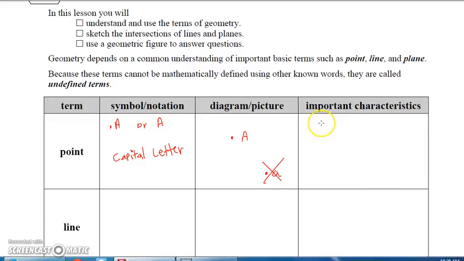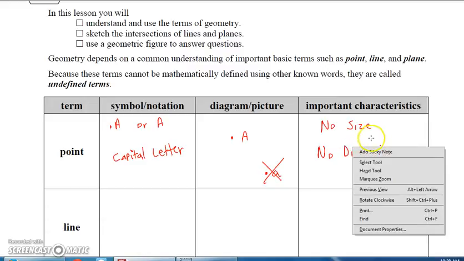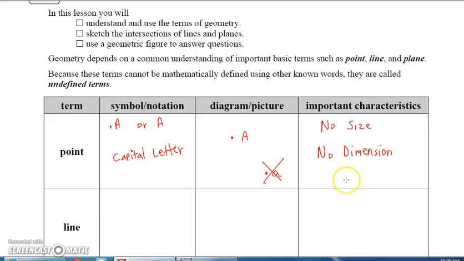Now what do I need to know about a point? There's no size and no dimension. So again, what that means is you can't really make a point in real life. This point here actually has some length. I could take out a ruler and measure it. Even though it's very small, it's measurable. That means that it's not an actual point. We're just using this dot to represent what a point is. But a point actually can't be measured. We just use it in relation to others.